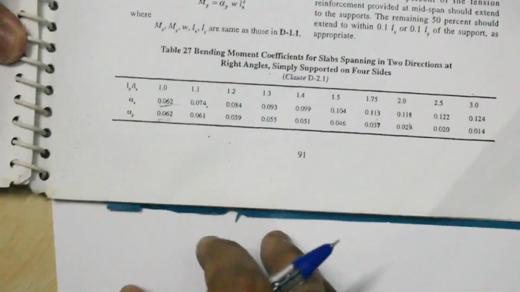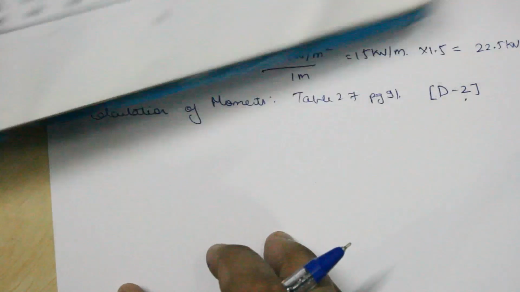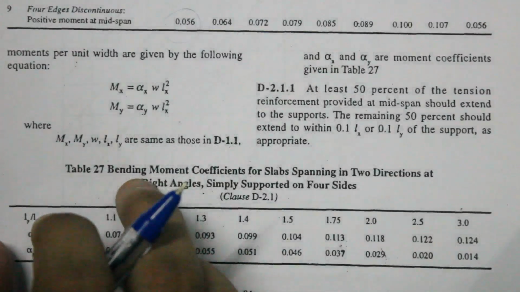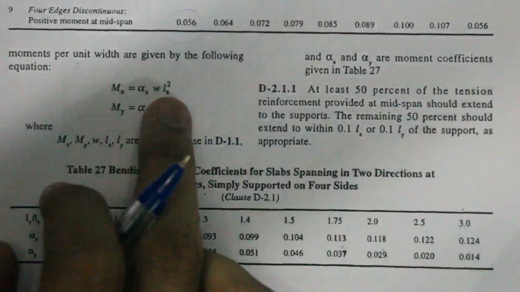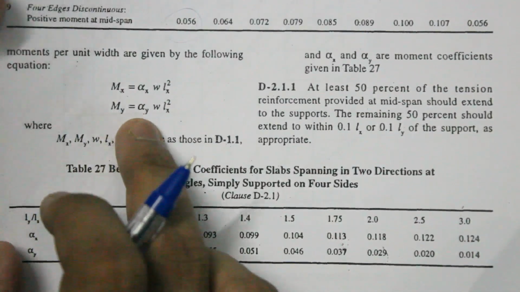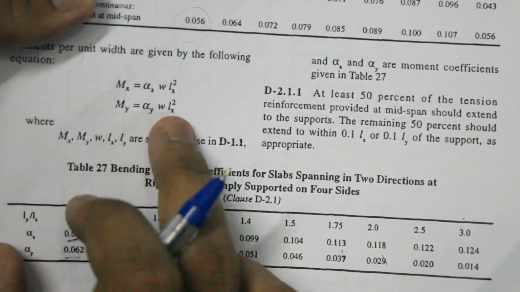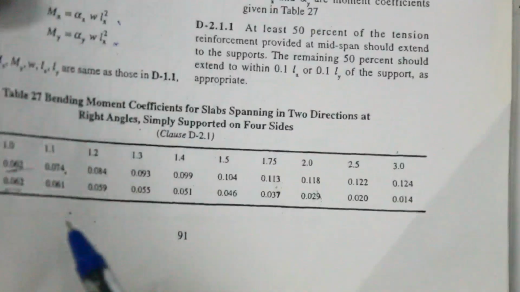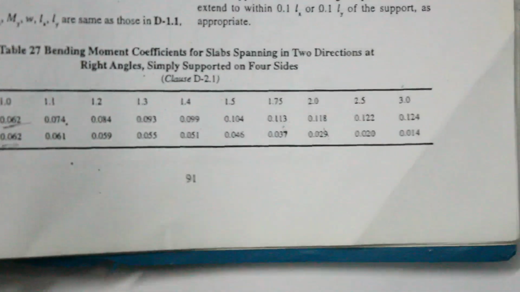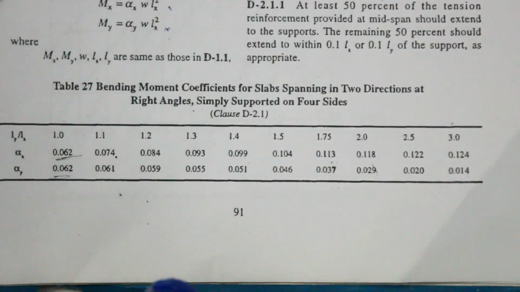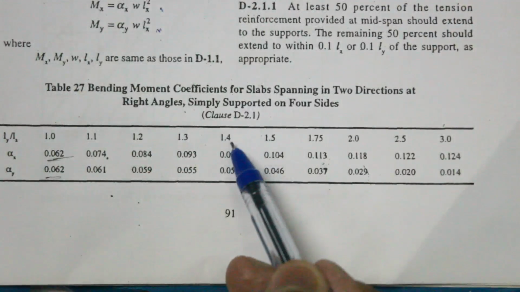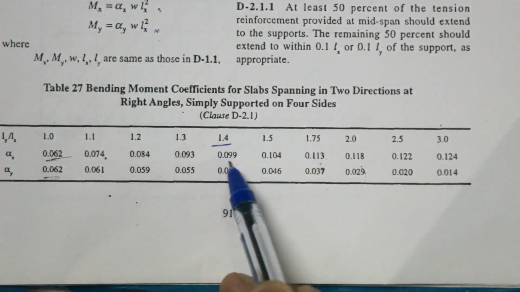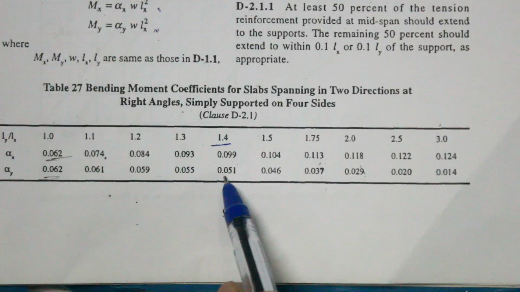So this is what is given in the IS code. The value of Mx, I'll zoom on that. Mx is alpha x W Lx square, and My is alpha y W Lx square only. So in both the cases you have to use Lx. Now based upon the aspect ratio of the slab, the various values of alpha x and alpha y are given to you. Now for our case, the aspect ratio was 1.4. So for 1.4 the alpha x is 0.099 and alpha y is 0.051.